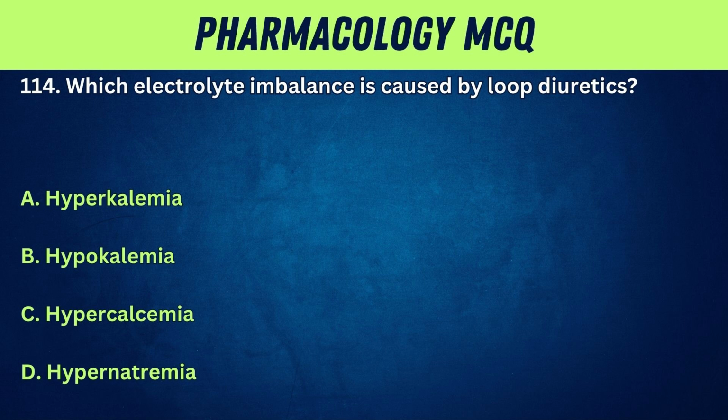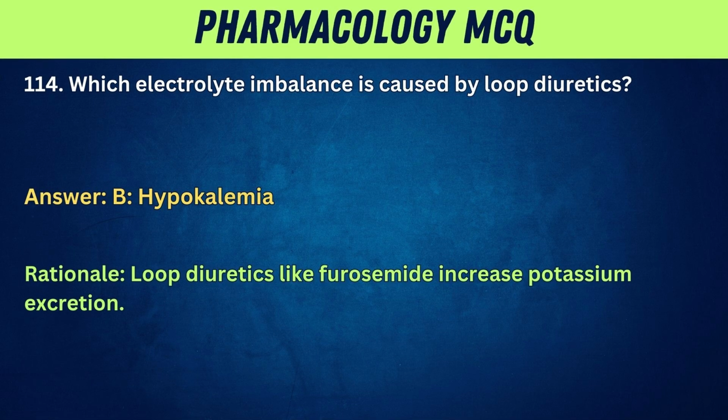114. Which electrolyte imbalance is caused by loop diuretics? A. Tachycardia. B. Hypokalemia. C. Hypercalcemia. D. Hypernatremia. Answer: B. Hypokalemia. Rationale: Loop diuretics like furosemide increase potassium excretion.